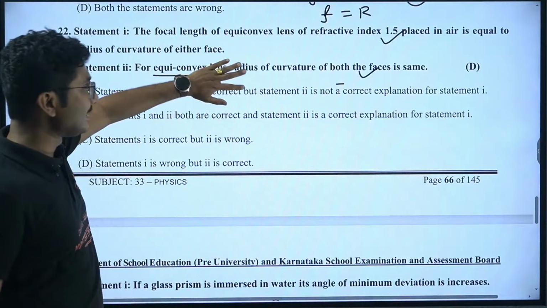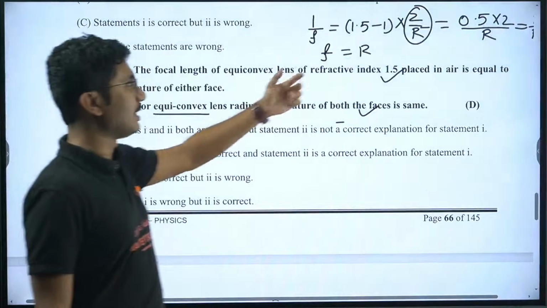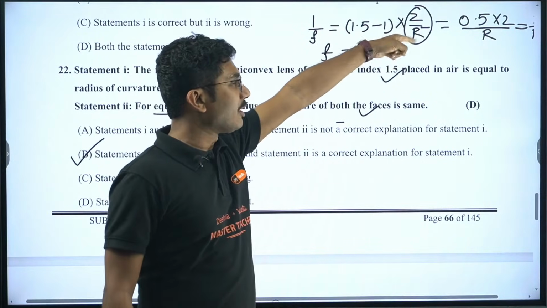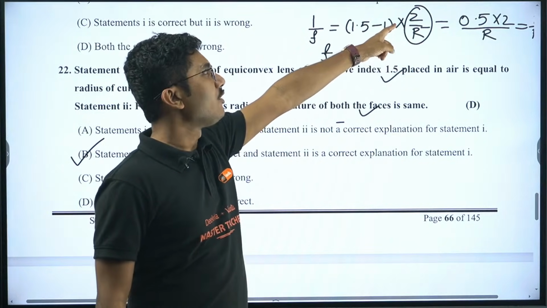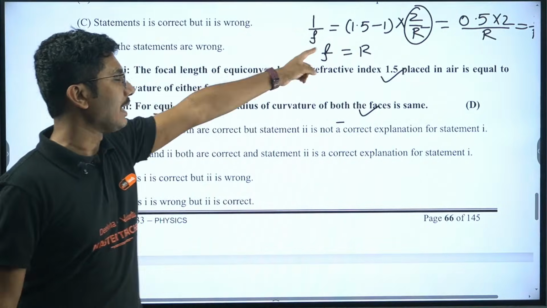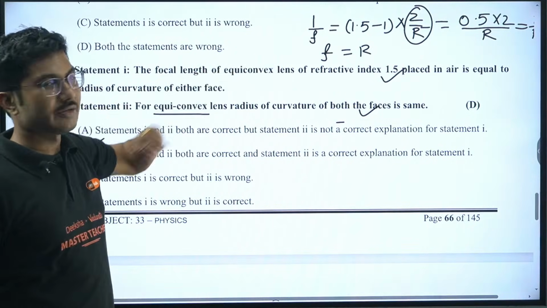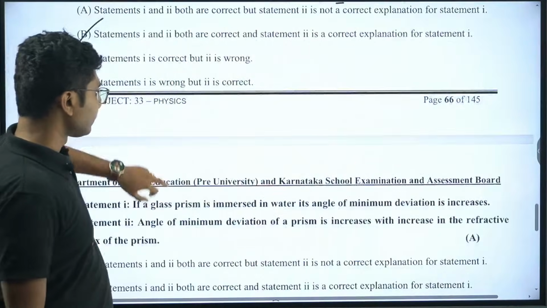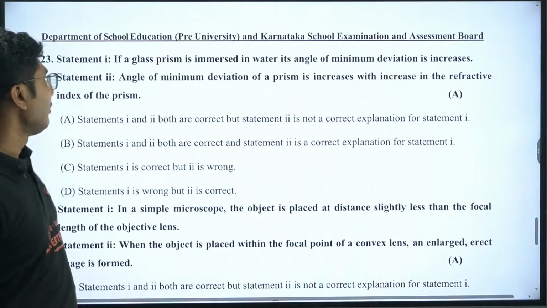Both are correct, and because of this we are getting f equals R. If you put in the lens maker's equation, only because R1 equals R2 and one is negative, one is positive, you are getting 2 by R. That is the reason we are getting f equals R for an equiconvex lens of refractive index 1.5. So the correct answer was option B.